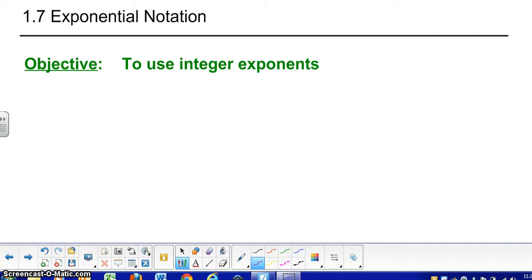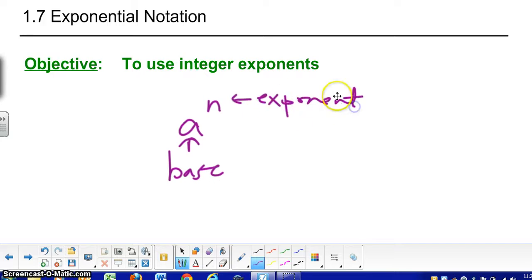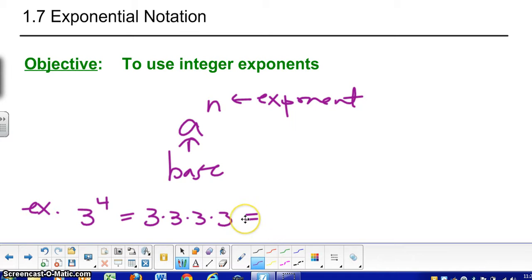So for example, in exponential notation, we would write things like a to the n. A is the base, while n is the exponent. Okay. Examples would be if we say 3 to the fourth, we know that that is 3 times 3 times 3 times 3, and it's a total of 4 times, and then we can evaluate that to get 81. So it's just a different way to look at 81.